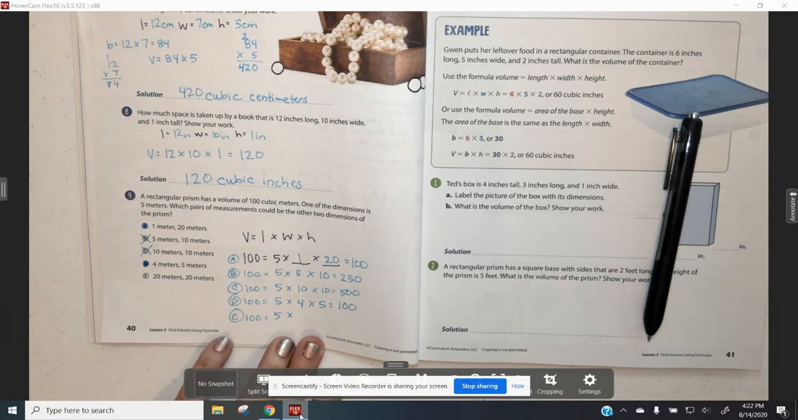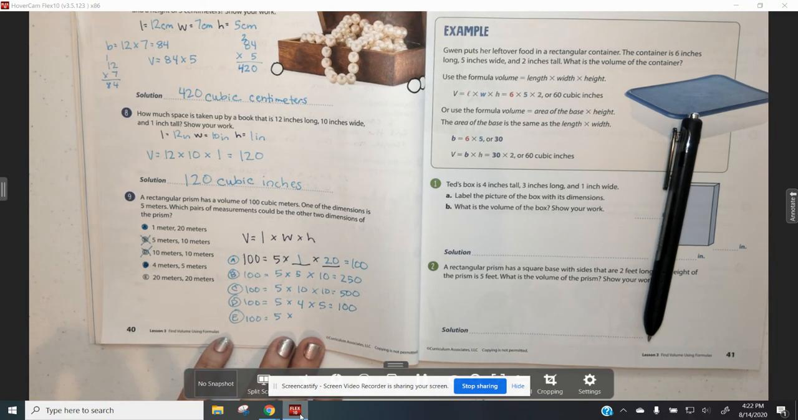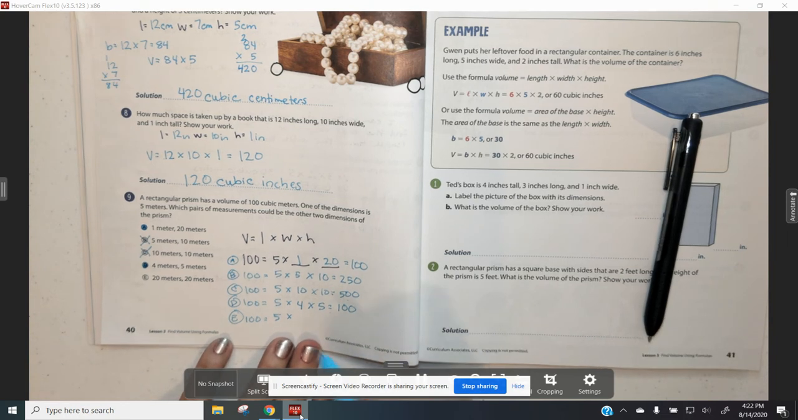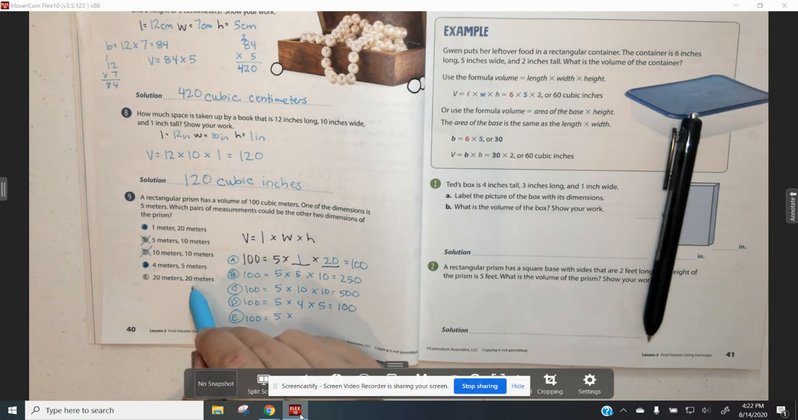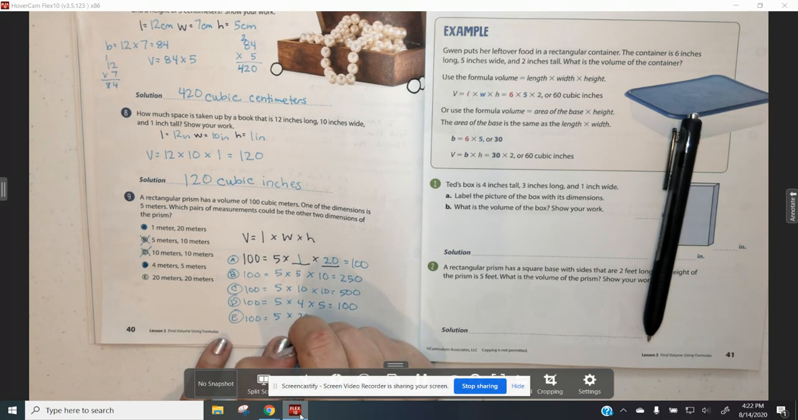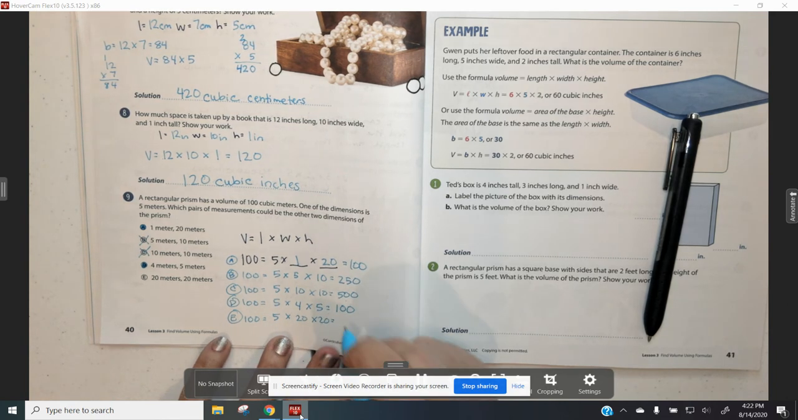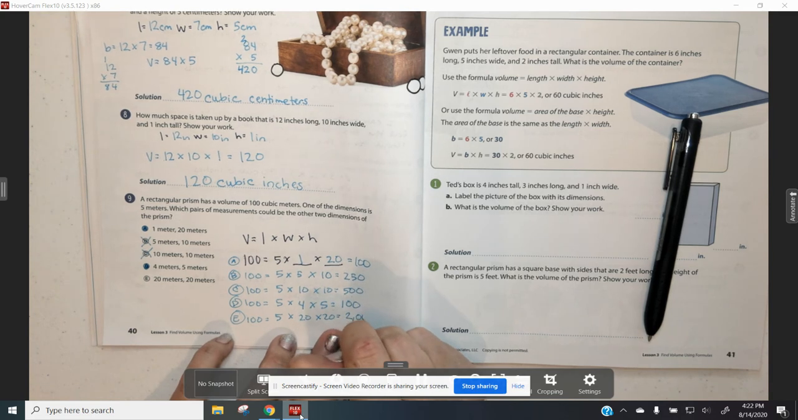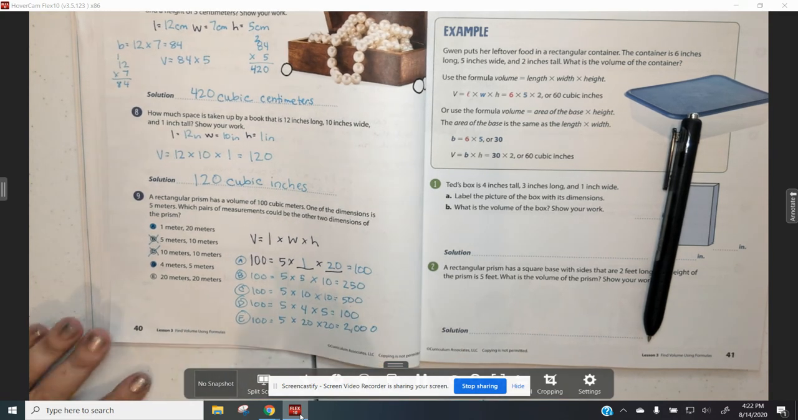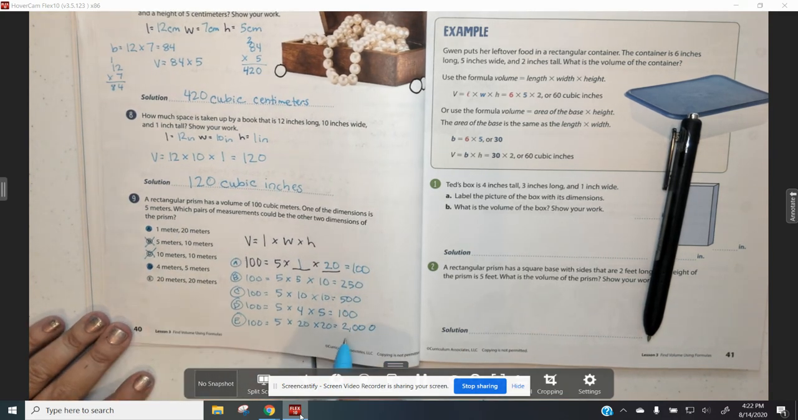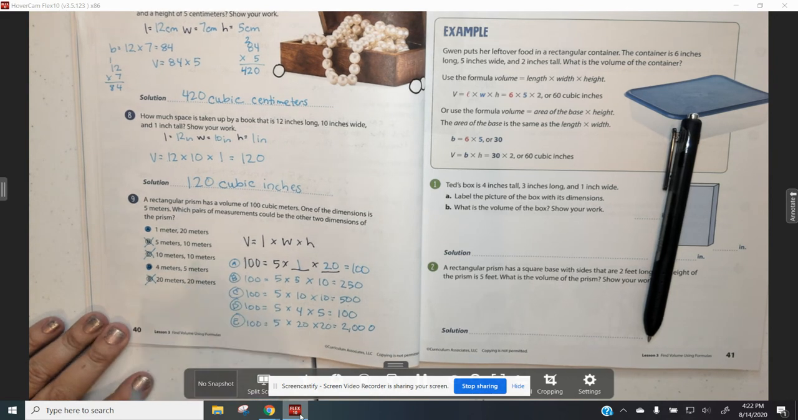Now, I told you there were only 2 correct answers, but I still want to make sure that we check because maybe I'm wrong. Teachers make mistakes as well. So let's put in 20 and 20. So 20 times 20. So 5 times 20 is 100. 100 times 20 is 2,000. So I wasn't wrong this time. 2,000 is not equal to 100.